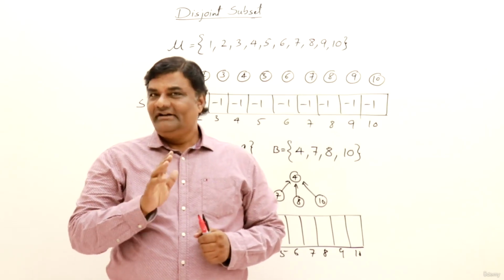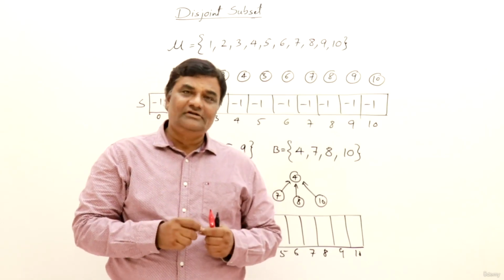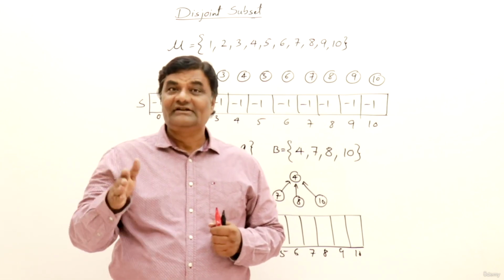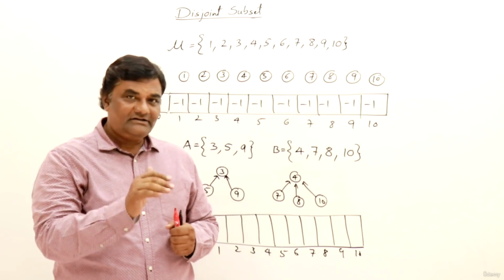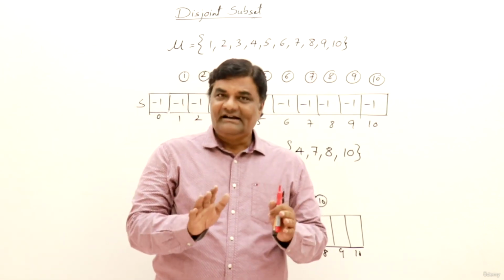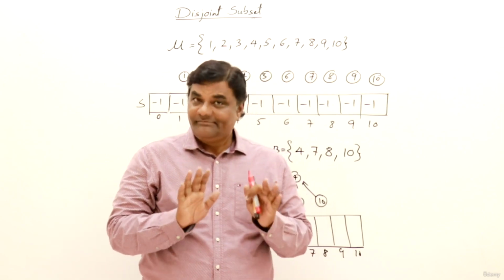The topic is disjoint subsets. This is useful for detecting cycles in the graph. So this is useful in Kruskal's algorithm. That is the reason I am covering the topic before Kruskal's algorithm. Let us understand what it means by disjoint subset.